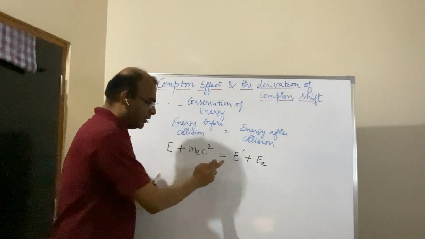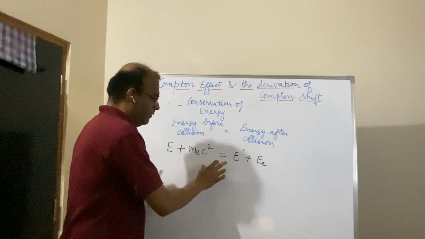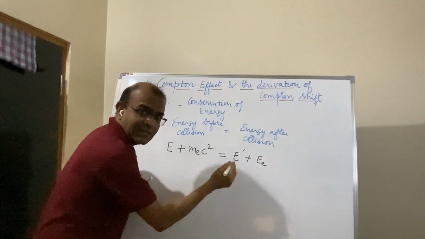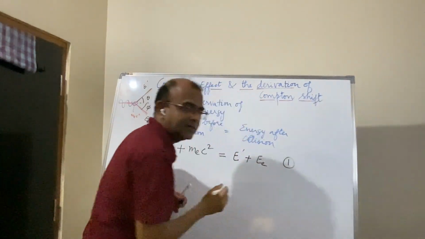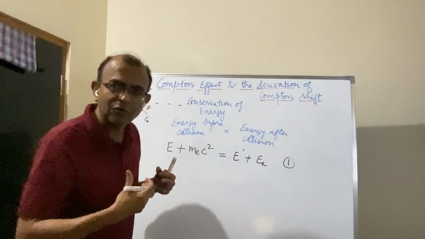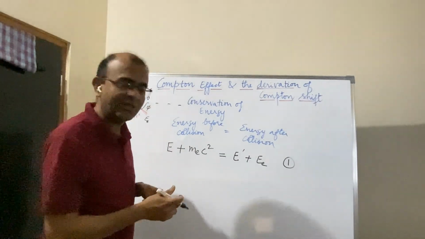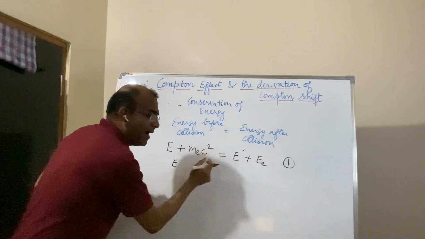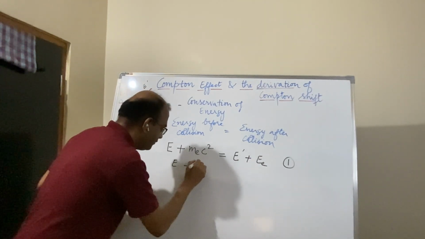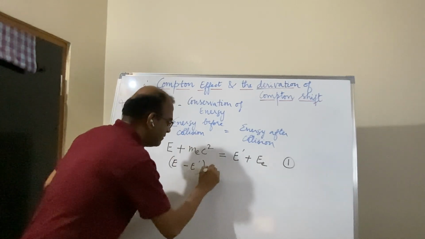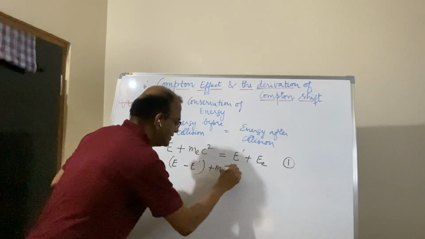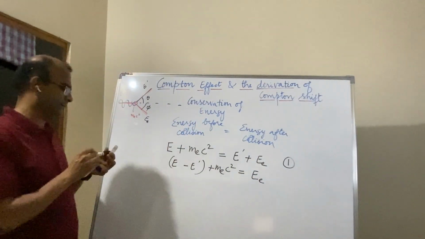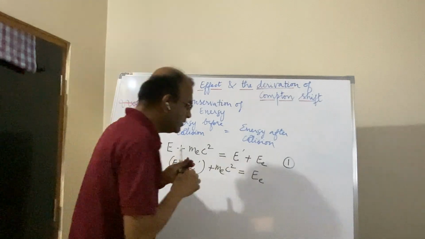Now, we can also write based on this equation. Let us call this equation 1, because if we have numbers, it is easy for me to refer to these equations later on in the derivation. So E minus E prime plus m_e c squared is equal to E. Let me call this equation 2.